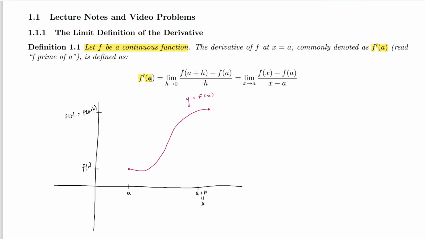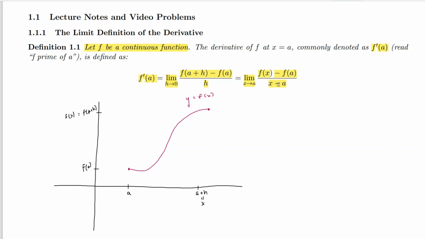You have f prime of a equals the limit as h goes to 0 of f of a plus h minus f of a over h. Now we know quite a bit about derivatives now. We know our two variables in this expression are a and h, but the limit's going to tell us to plug in h is 0, so the only letter left would be a. That's why it's f prime of a. An alternative way to write it is the limit as x goes to a of f of x minus f of a over x minus a.